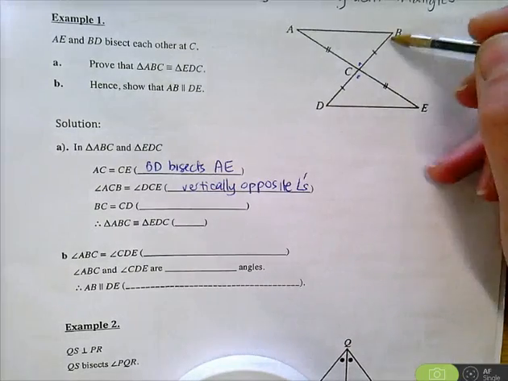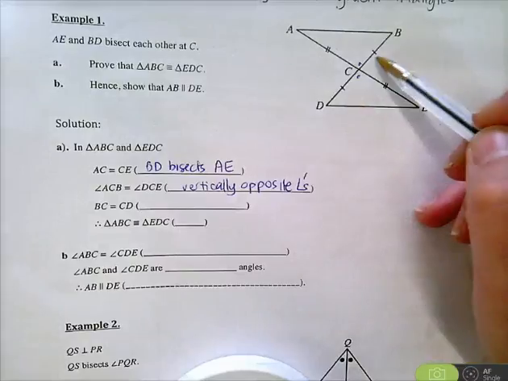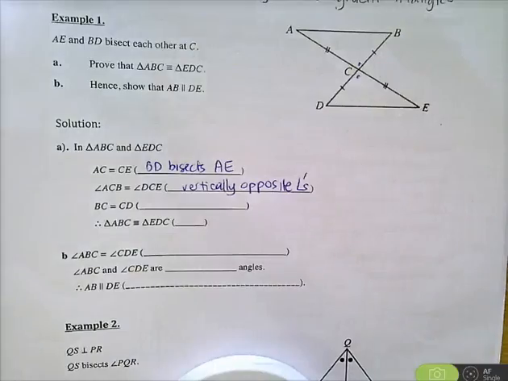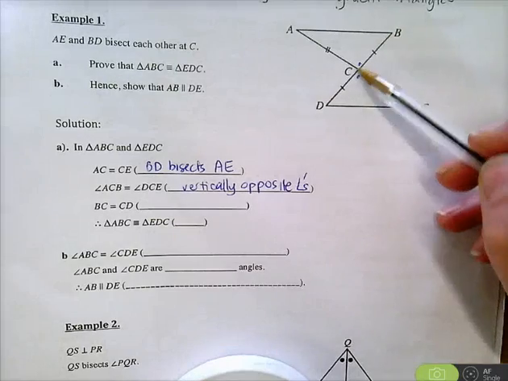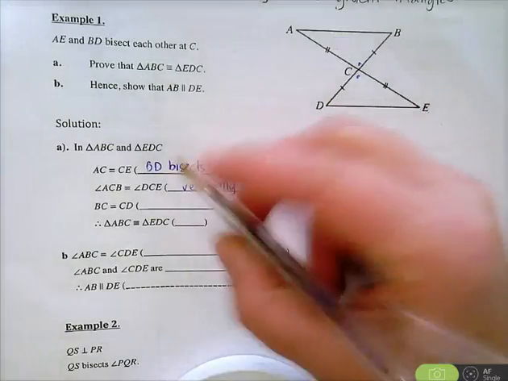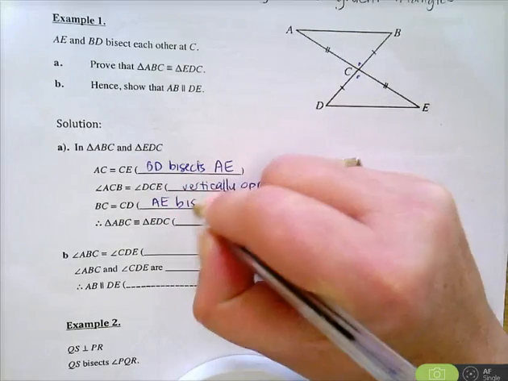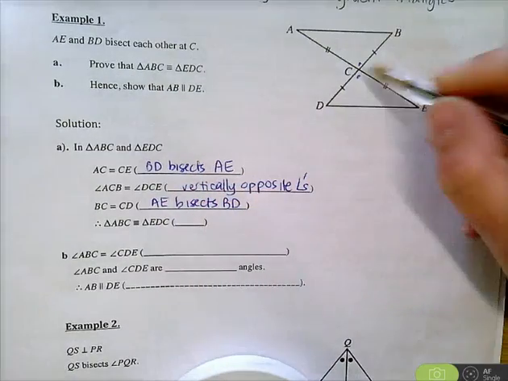All right, we know that BC equals CD. It is marked on the diagram, but what is the reason that's given up here? Would you say that AE bisects BD, or would you say the other way? We're on page 14. Why does BC equal CD? Because AE bisects BD.